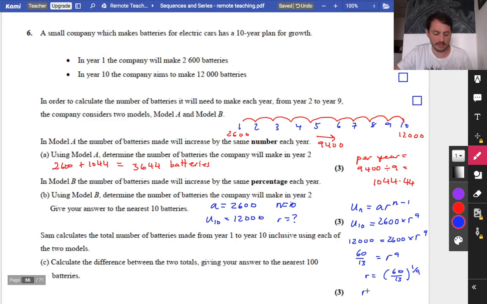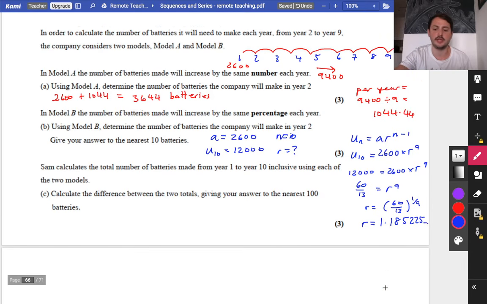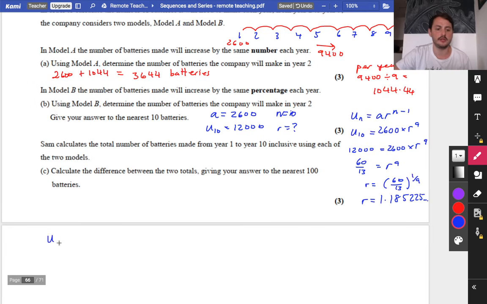So the common ratio is 1.185225 and so on, each year. So how much will it make in year 2? Well, in year 2, that is U2, that is just going to be A multiplied by R. So that is 2,600 multiplied by 1.18522 and so on. I've already got that in my calculator. So if I multiply by 2,600, I get 3,081.5 and so on, and it wants it to the nearest 10, so it is 3,080 batteries.